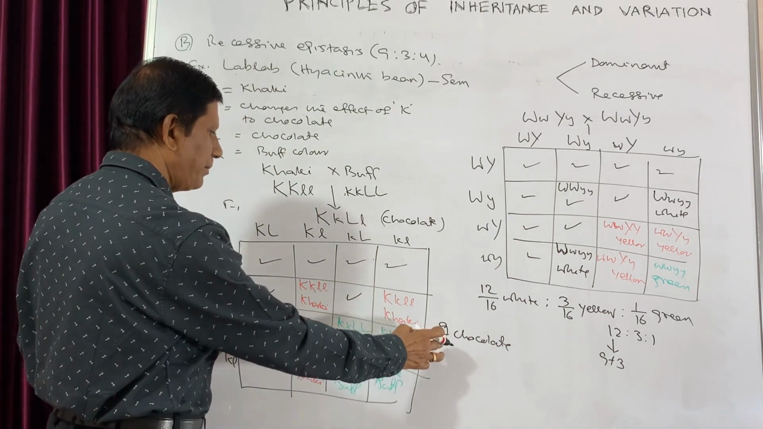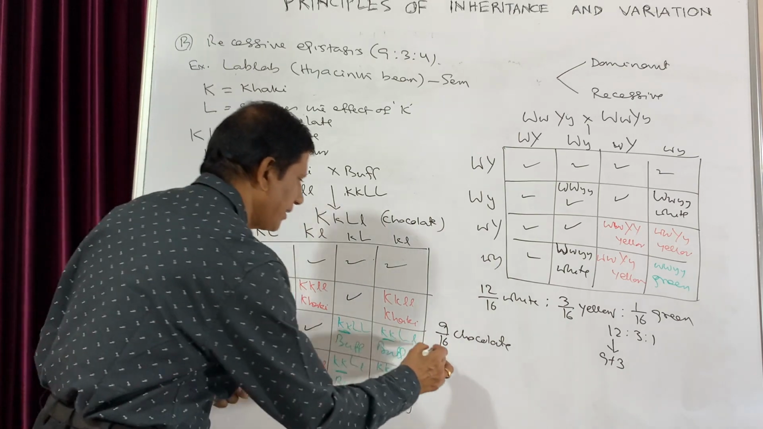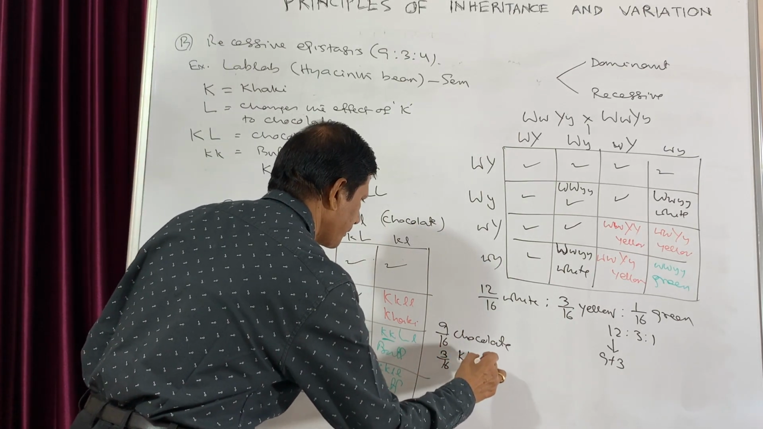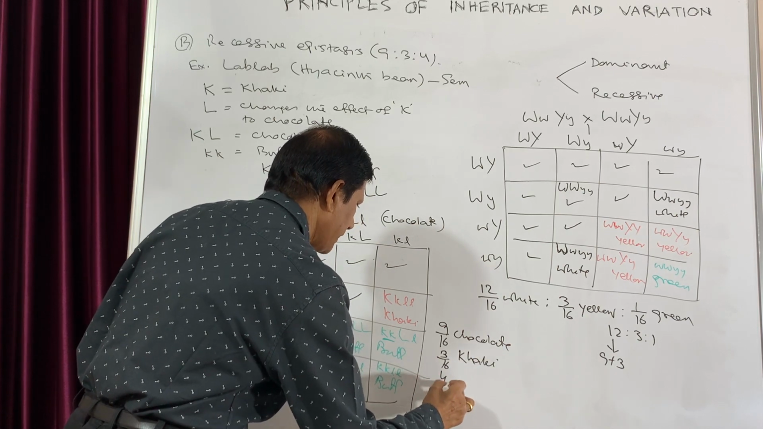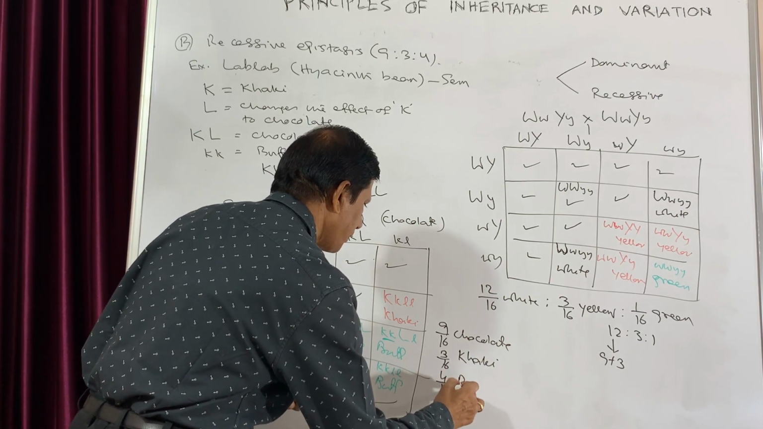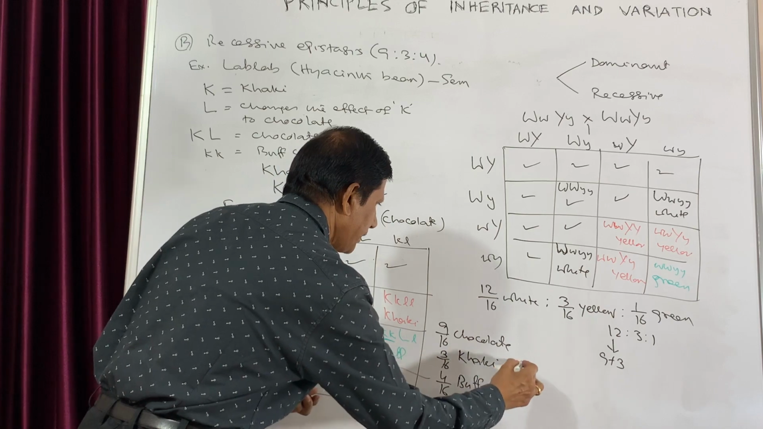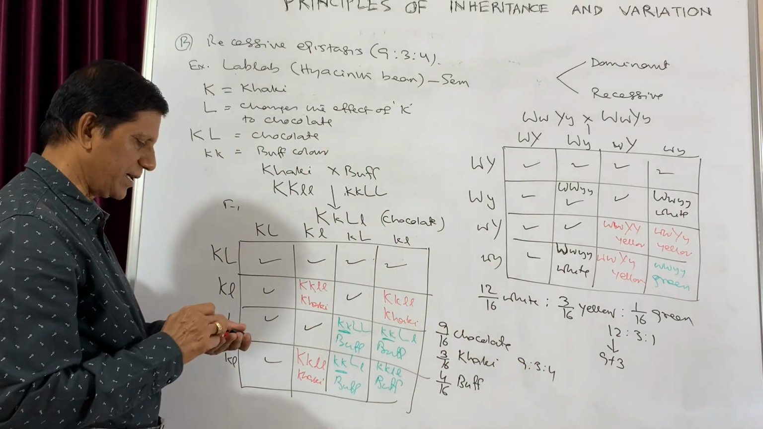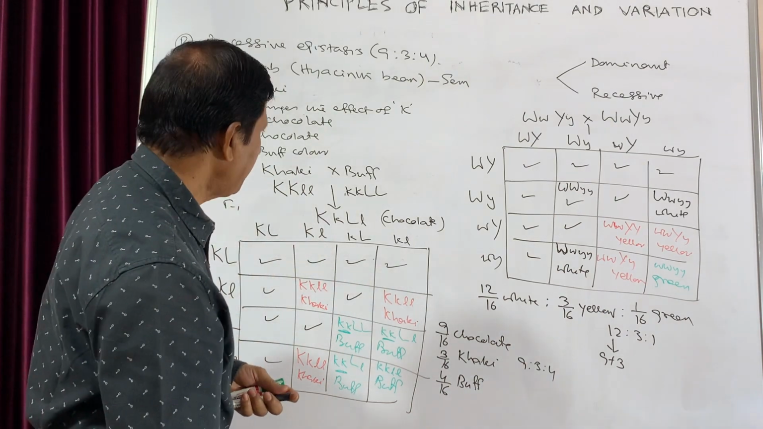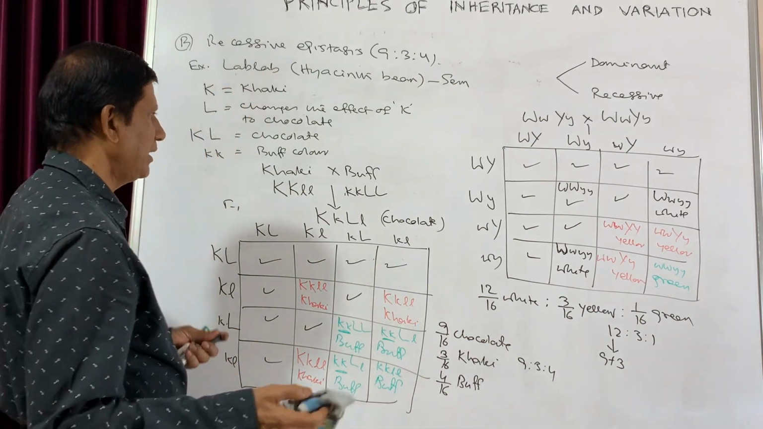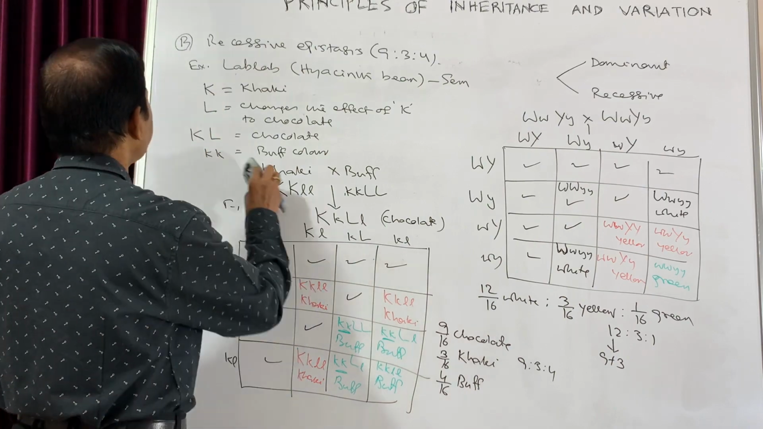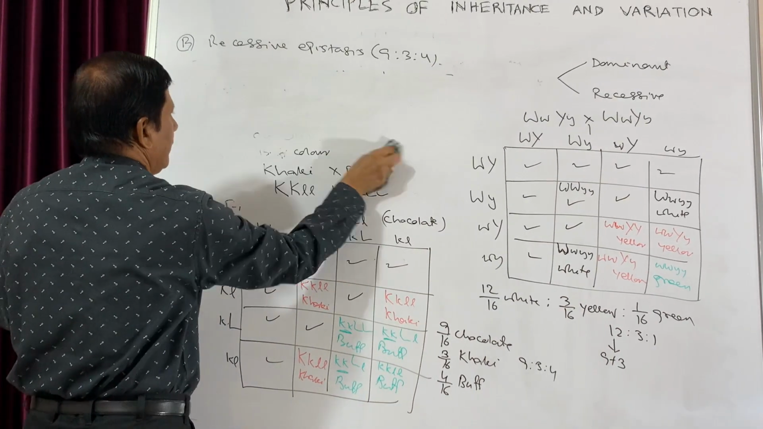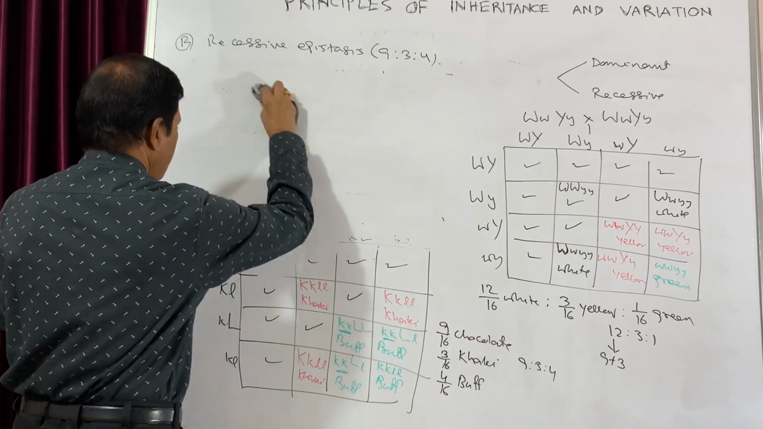9 by 16 chocolate, and 3 by 16 is giving rise to khaki color, and 4 by 16 is giving rise to buff color. That means it is coming in the ratio of 9:3:4. This is one example. We can also discuss a second example, that is the coat color of mice, so that your understanding will be still better.